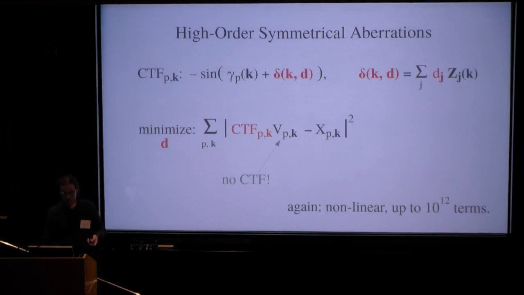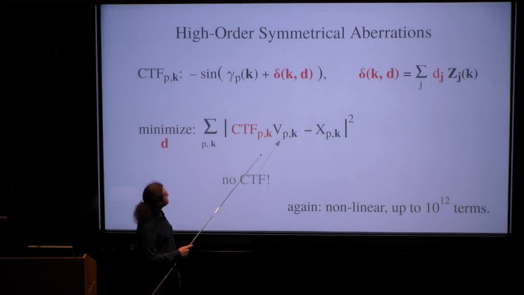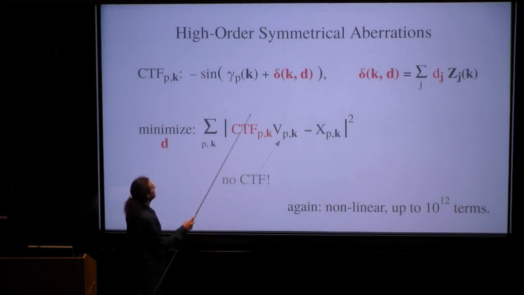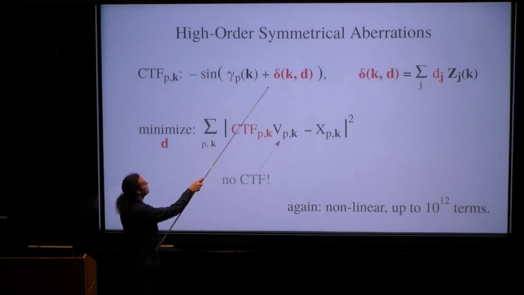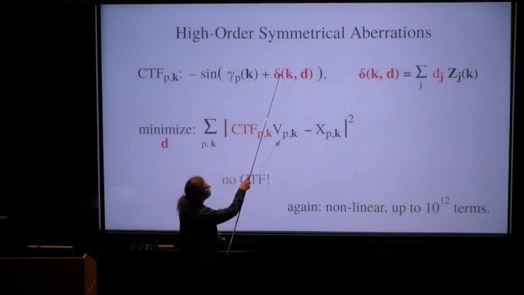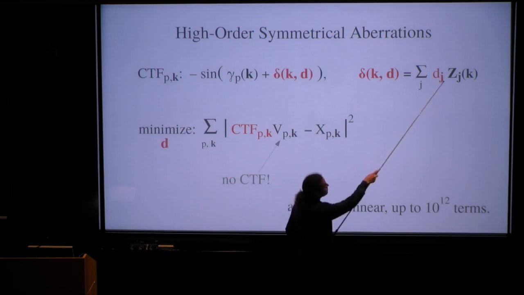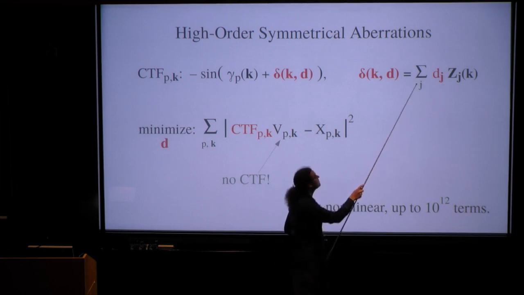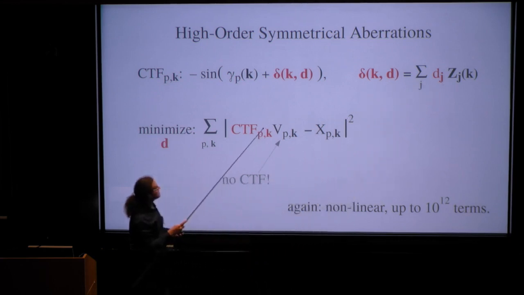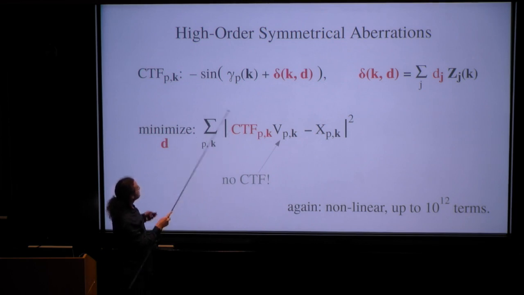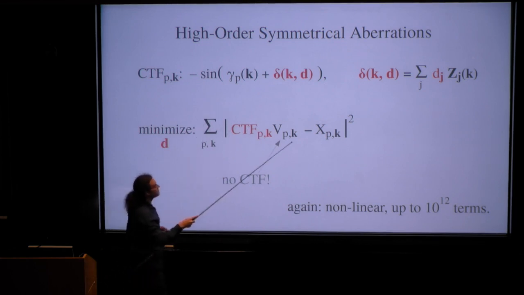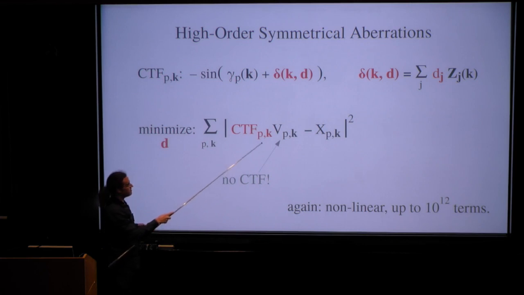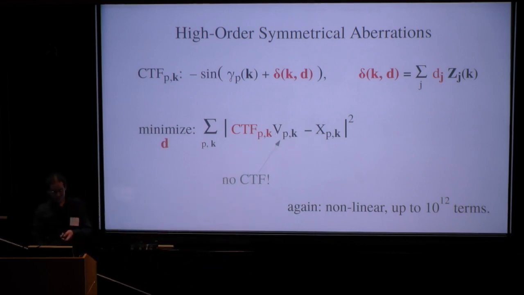Right, and here again, we want to minimize a square loss. Now the CTF is unknown, and it's very much nonlinear because this thing is in the sine here. I mean, this is the phase delay delta, which is a linear combination of now symmetrical Zernike polynomials. And yeah, we want to find the optimal such coefficients D, which gets the V's as close to the X's as possible.